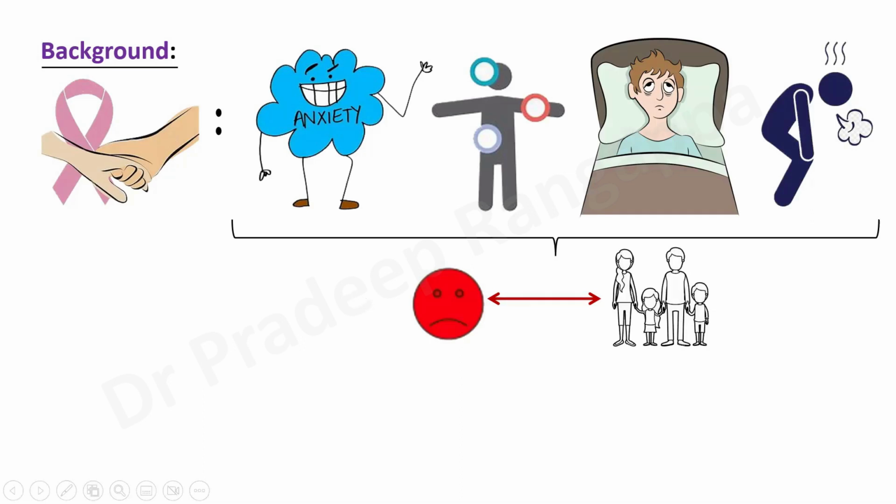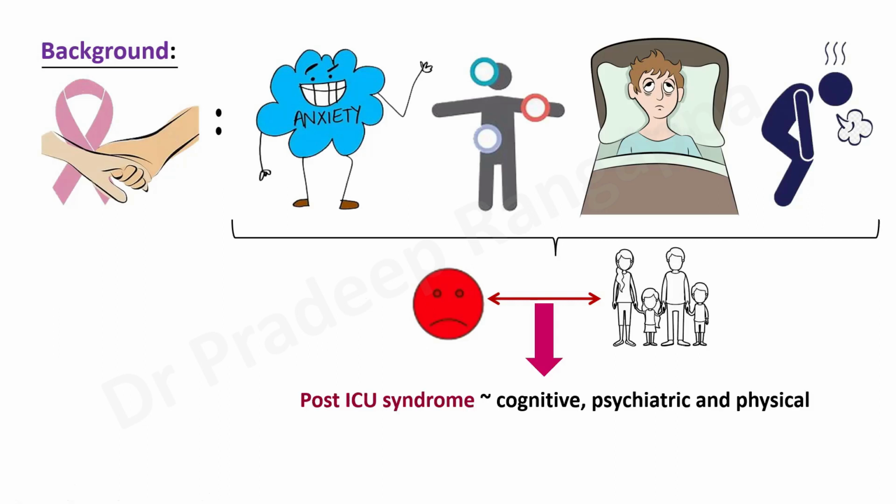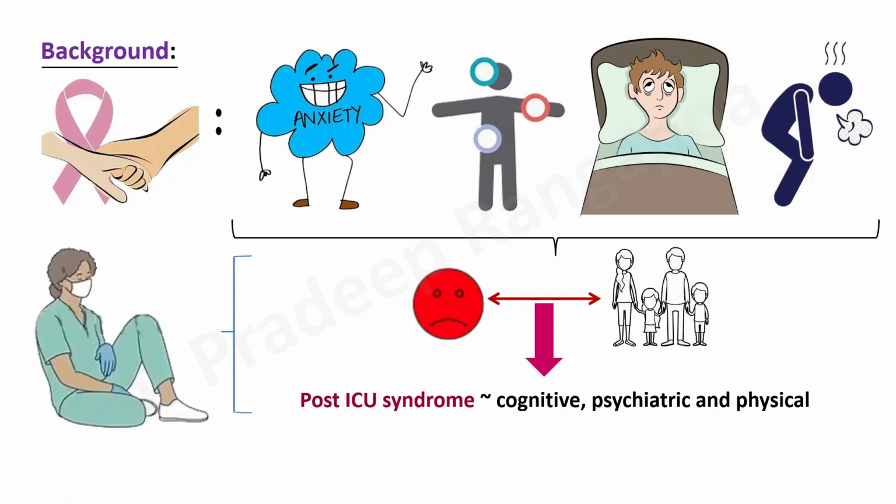Family members also will be anxious. Family members also can have functional symptoms. Family members can also have insomnia. So palliative care is a science which addresses not only the patient's needs, but also the family's needs. And most importantly, it applies to the doctors also. Patients would have this post-ICU syndrome, which can include cognitive, psychiatric, and physical symptoms. That is something they need to keep in mind as well, and that needs to be addressed.